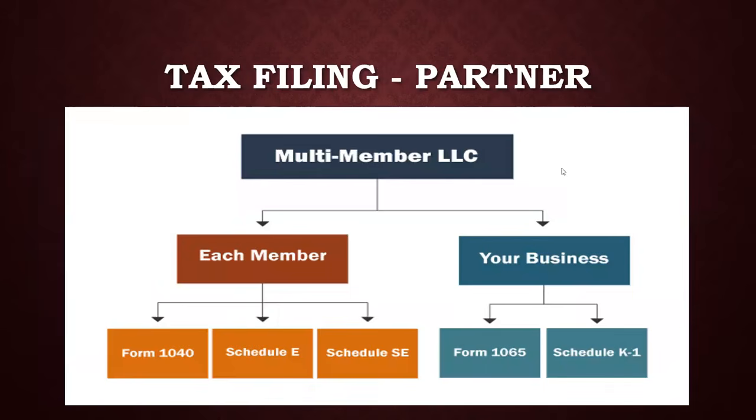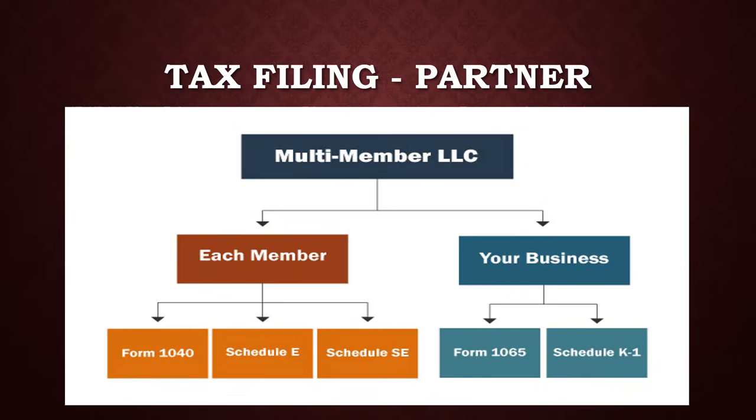A multi-member LLC, or partnership, is filed a little differently. First, the actual business will file the tax on Form 1065. That 1065 is where it's listed in regards to the distribution that each owner will receive: how much each person will receive from a profit, and how much each person will receive from a loss, which has already been determined because we talked about the flexibility that LLC members have. And that respective profit or loss that each member is supposed to get is reported on a Schedule K-1.